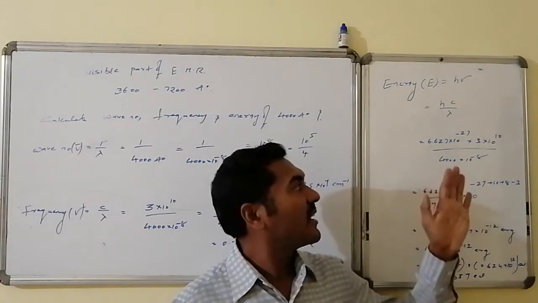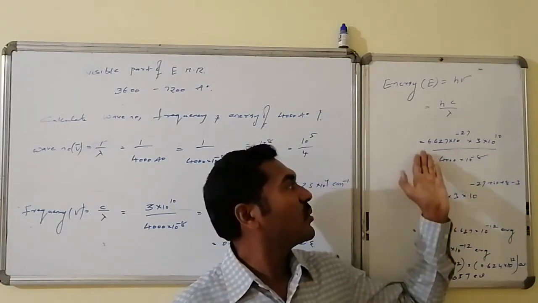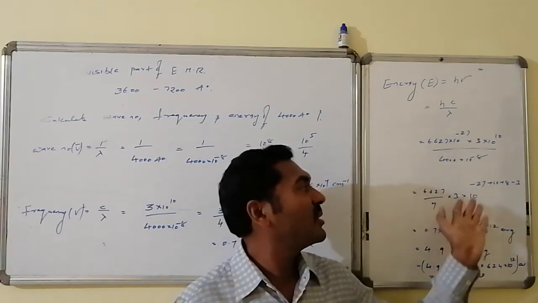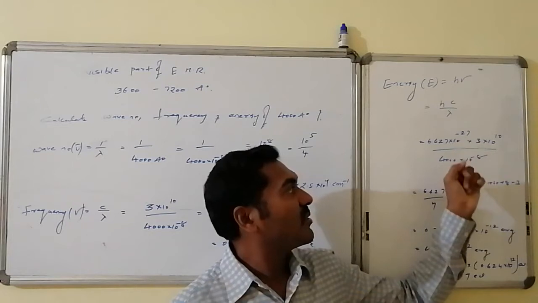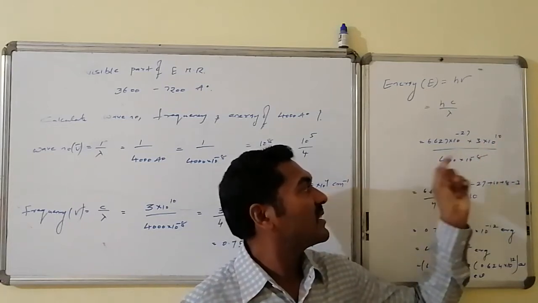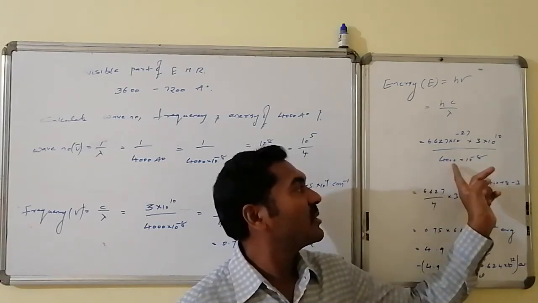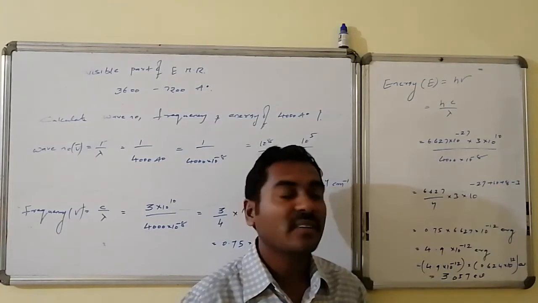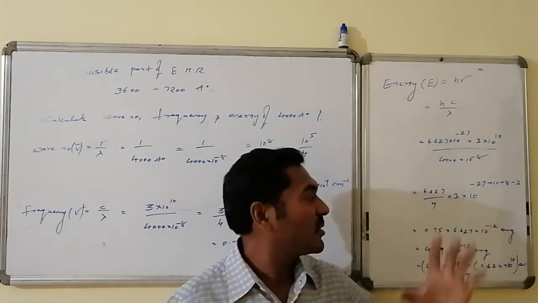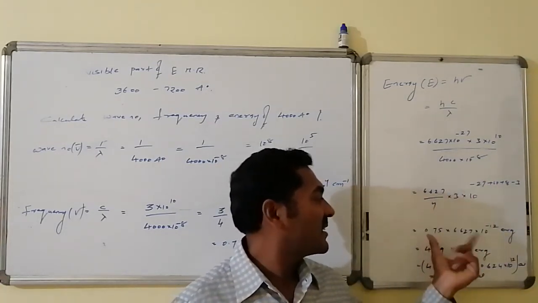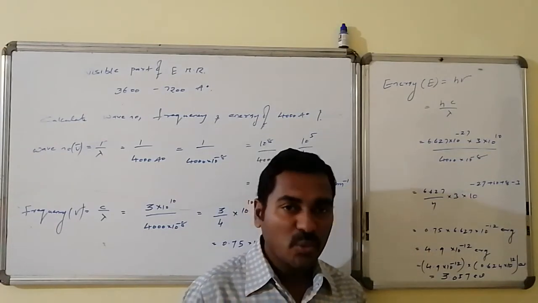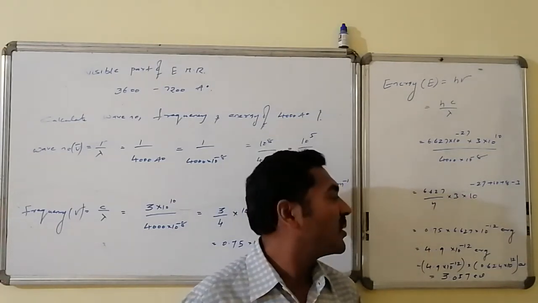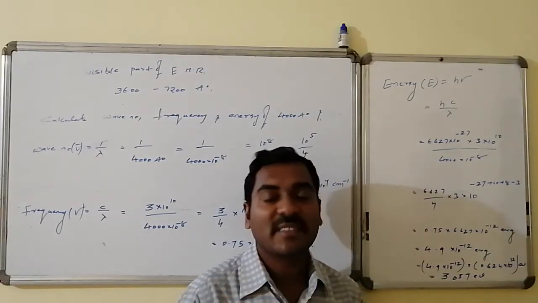Now on calculation, this will be 6.627 into 3 divided by 4. All the tens, if I write them in the numerator, are 10 power minus 27, 10 power plus 10, 10 power plus 8, 10 power minus 3. The whole becomes 10 power minus 12, and this calculation leads to 0.75 into 6.627, whose product is 4.9 into 10 power minus 12 ergs.